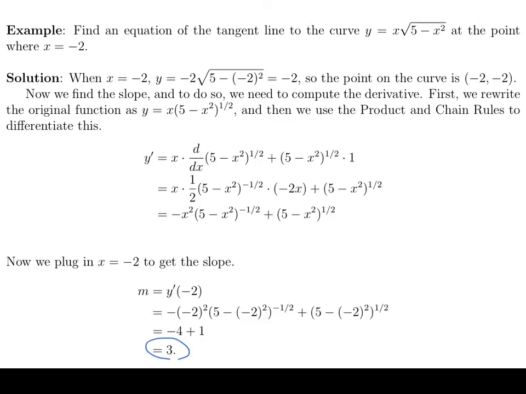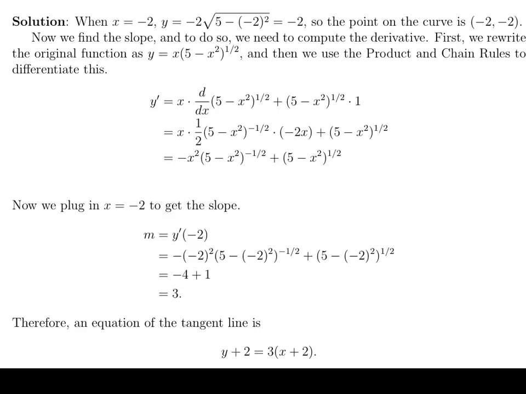Finally, we're going to use the point and the slope that we had calculated. We'll put those together, and that'll give us an equation of the tangent line. It should look something like this.